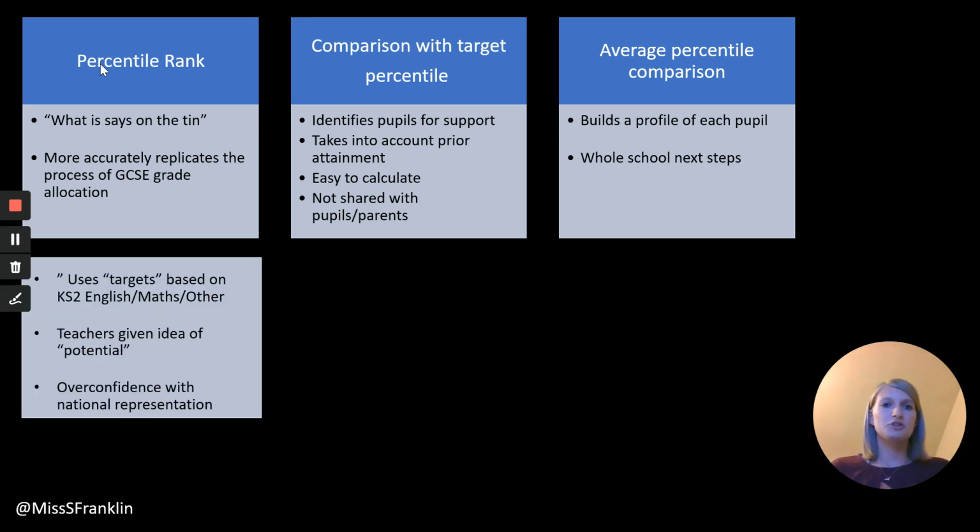Now, some of the negatives of the percentile rankings: it's still based on Key Stage 2 data. So all of the criticisms I had of target grades to do with Key Stage 2 data still stand. And it also, and I think most importantly, gives teachers the idea of this potential, which we were trying to avoid. So there does need to, again, be close monitoring of that, and also dialogue with staff about not allowing that to limit our expectations. And that's easier said than done. And there's definitely an argument for potentially not sharing that information at all, but that in itself brings other issues with it.